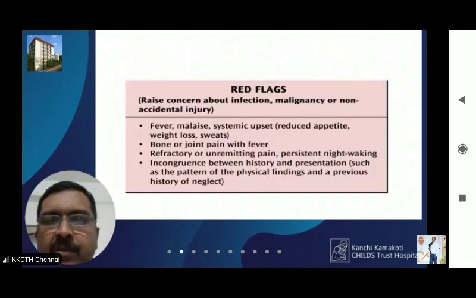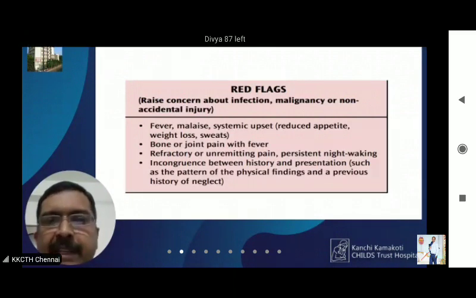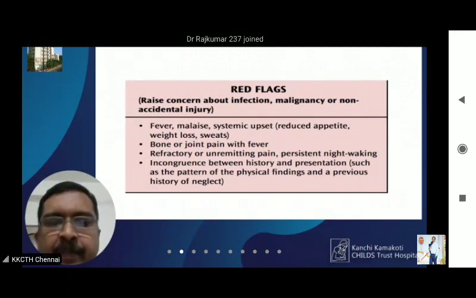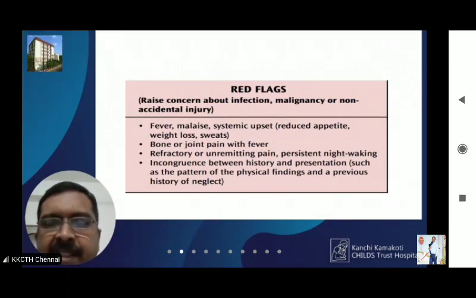And also remember the red flags which could raise the possibility of infection, malignancy, or non-accidental injury. Any child presenting with joint symptoms and systemic manifestations like fever, malaise, or a systemic upset like reduced appetite, weight loss, or sweats, think about other conditions like malignancies, particularly. And a child with fever, bone or joint pain, and a child who's got joint pain which is refractory, not responding to NSAIDs, and has unremitting pain, and there is persistent night waking, that is the sort of red flag for malignancies.